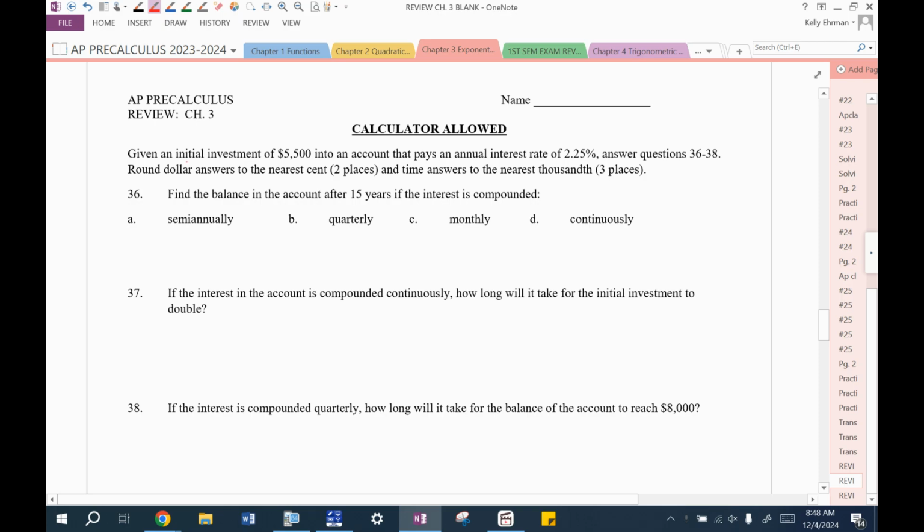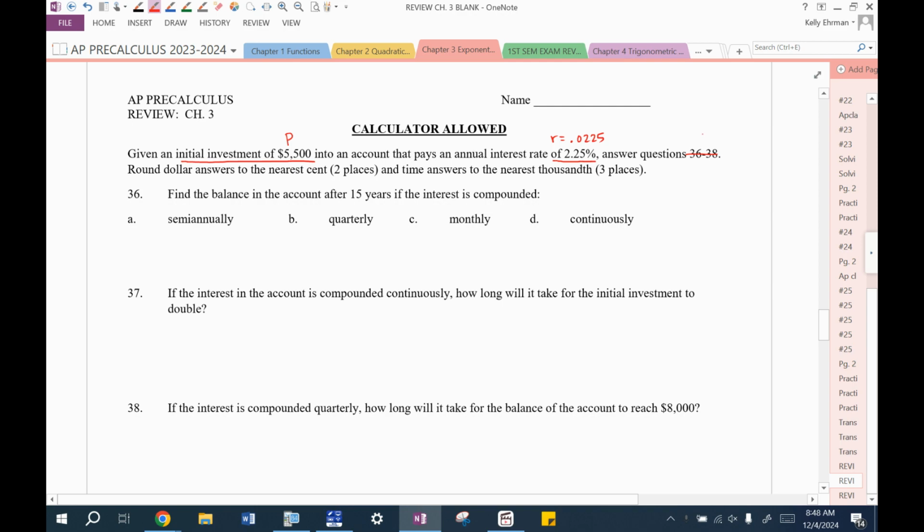Okay, given an initial investment of $5,500, that's our principal amount, into an account that pays an annual interest rate of 2.25%. As a decimal, r is 0.0225. You divide by 100.